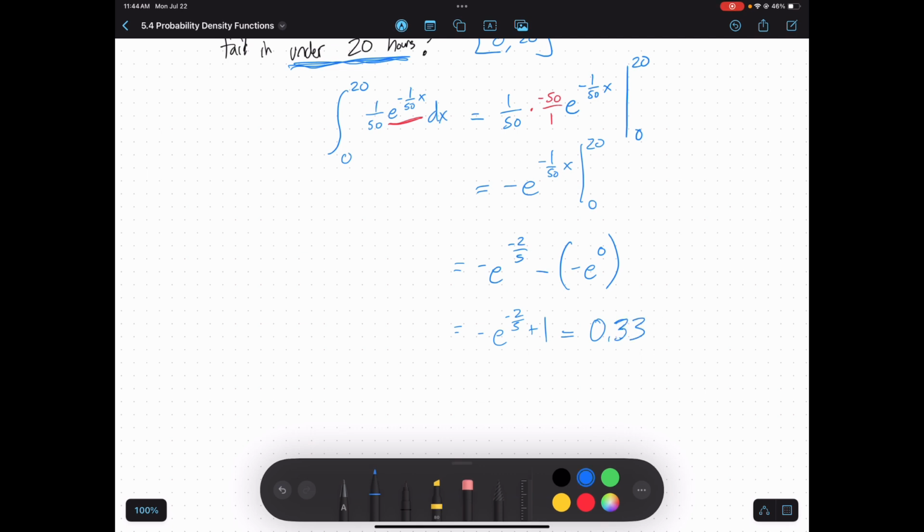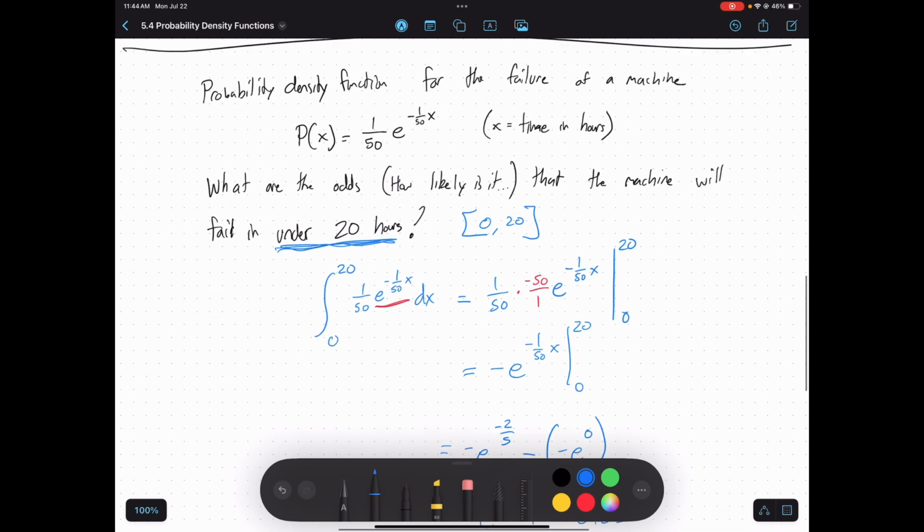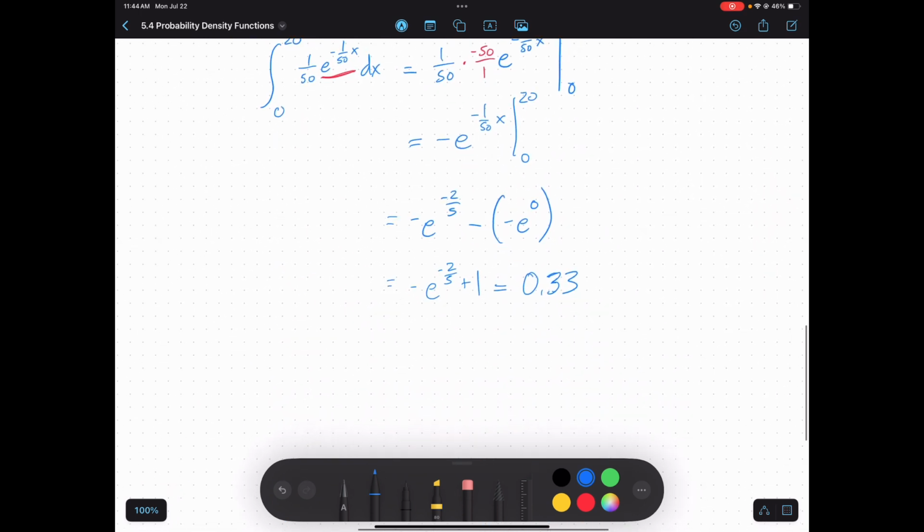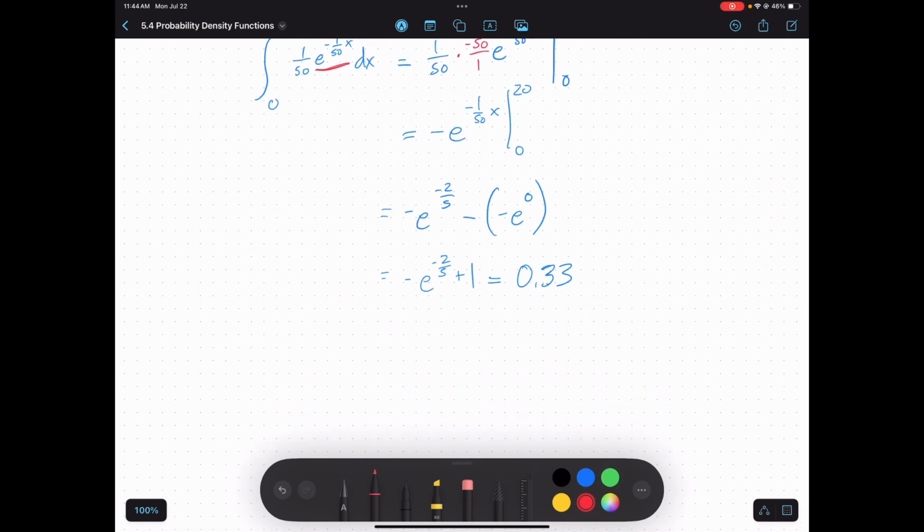Notice what this looks like. This is a decimal that's between 0 and 1. What does that mean? This is a percentage. Like I said, this should give me a percent chance or a probability. So all I have to do now is convert that into a percentage and I have my answer. There's a 33% chance the machine will fail in under 20 minutes.